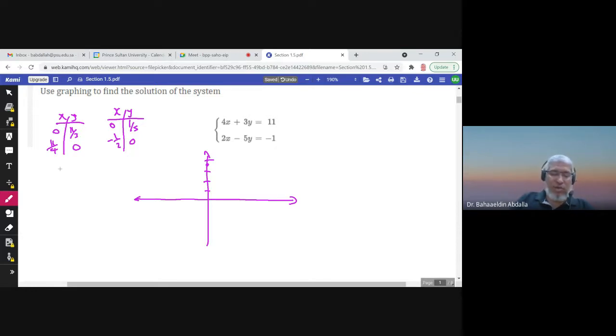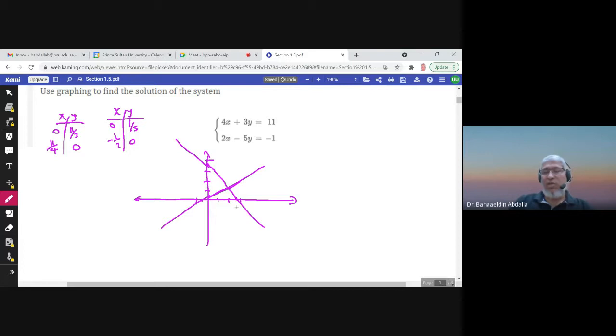11 over 4, check by the calculator, it is 2.75. That's the x-intercept. So it's somewhere here. So you can connect the two points. So this is the graph of the first equation. The second equation, 0, 1 over 5, this is almost the y-intercept, and negative half and 0 is this point. So this is the second line.